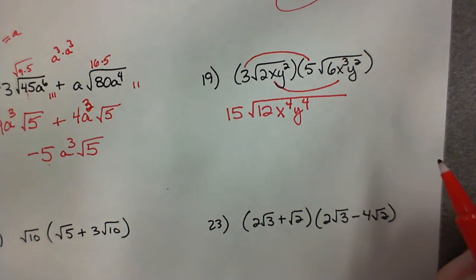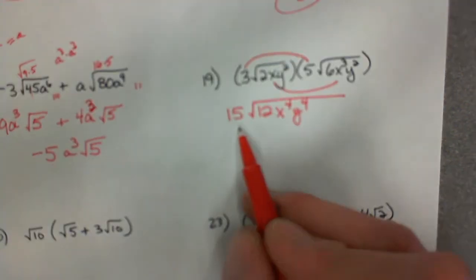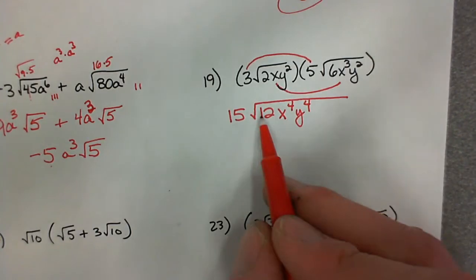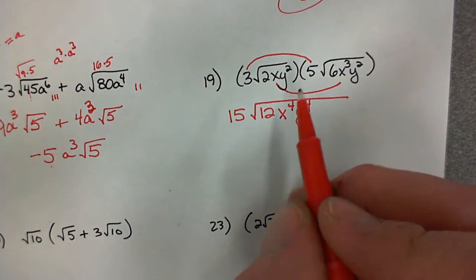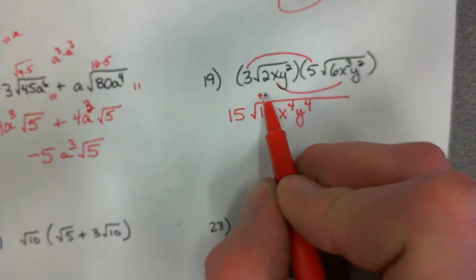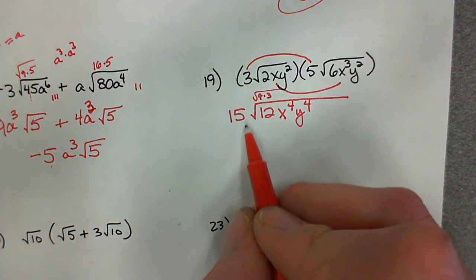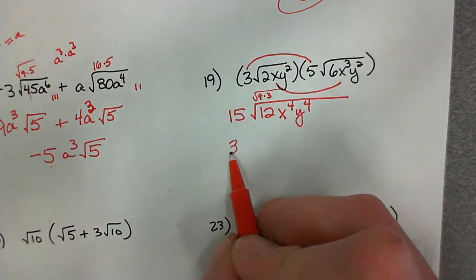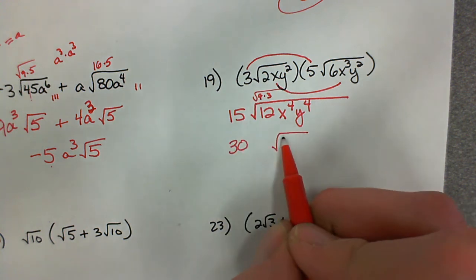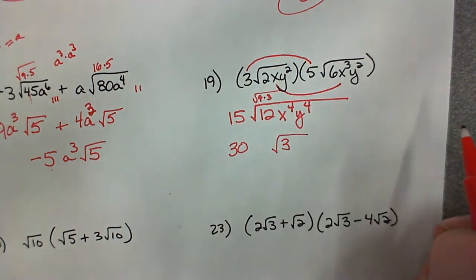Okay. So now we need to simplify our square root. Is there a perfect square factor in 12? There is. It's 4 times 3. Square root of 4 is 2 times 15 is 30. And we're left with a radical 3 for the whole number.